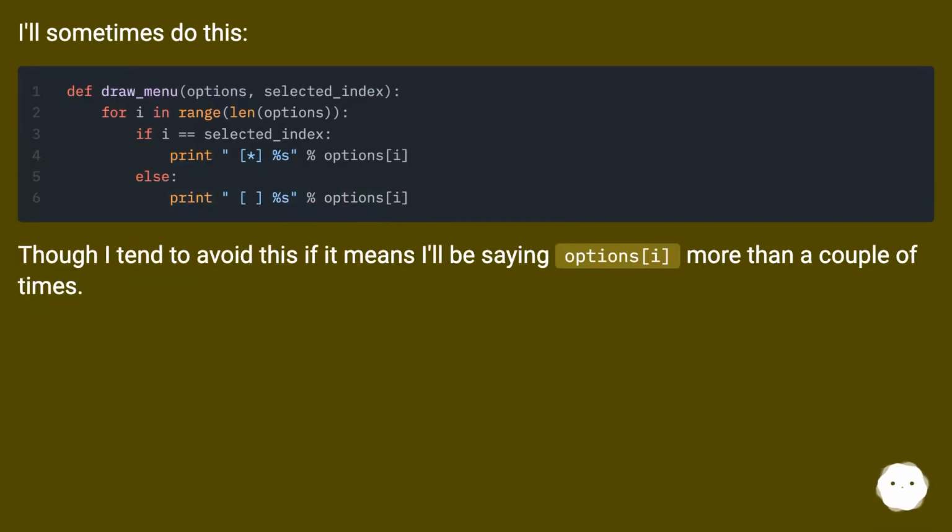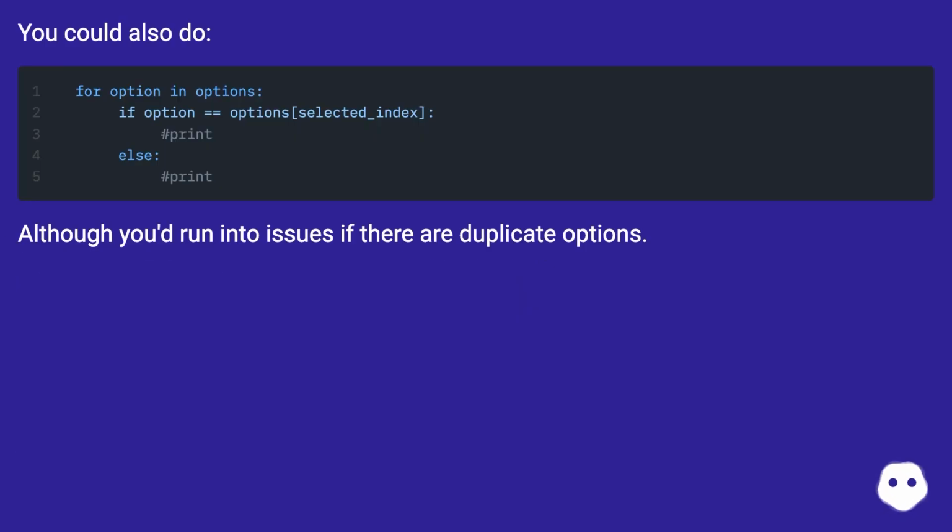I'll sometimes do this, though I tend to avoid this if it means I'll be saying options[i] more than a couple of times. You could also do this, although you'd run into issues if there are duplicate options.